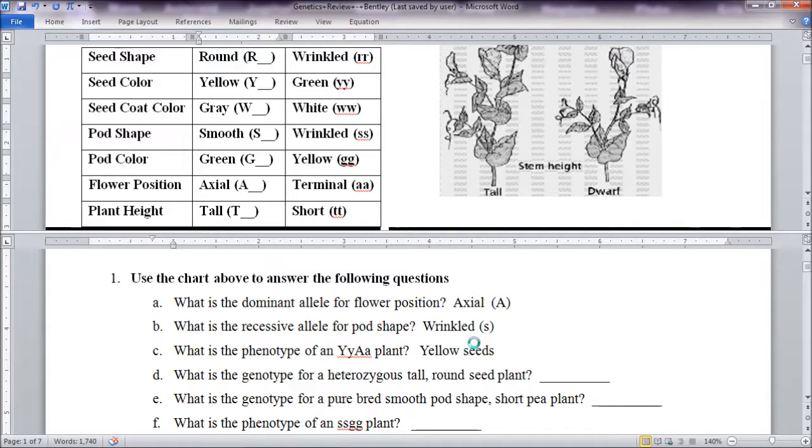So, and the flowers are placed axially. I'm just going to put axial. I don't know how to properly conjugate that.